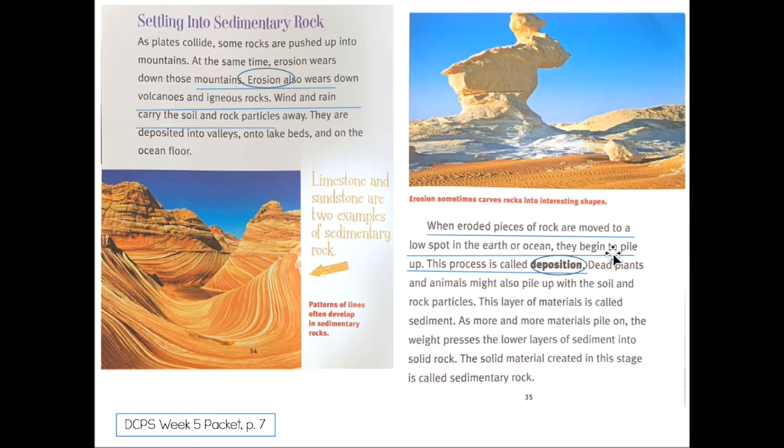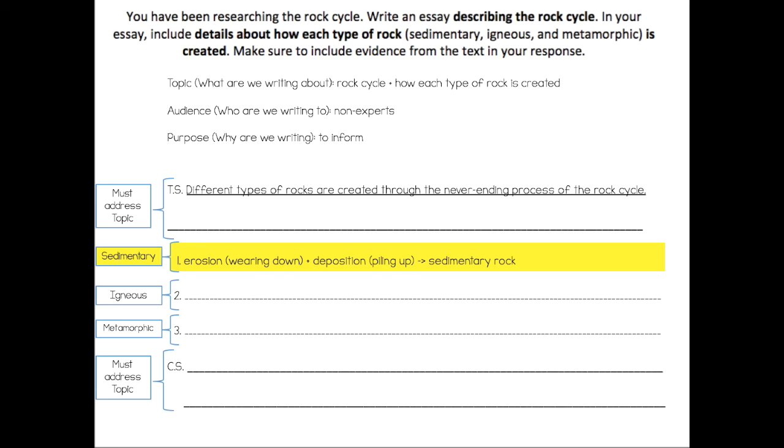So going back to my text, I know that I need to talk about erosion and deposition because this is how sedimentary rock is created. Turning back to my outline, I'm taking that information from my text, that erosion or wearing down plus deposition or piling up leads to sedimentary rock. Notice I'm using my symbols to save myself time. I have my plus sign and my leads to arrow.